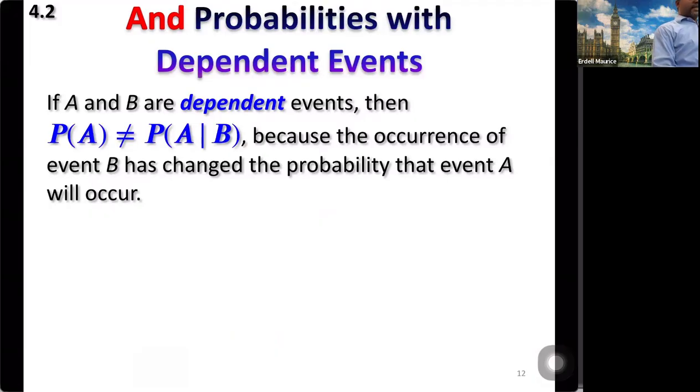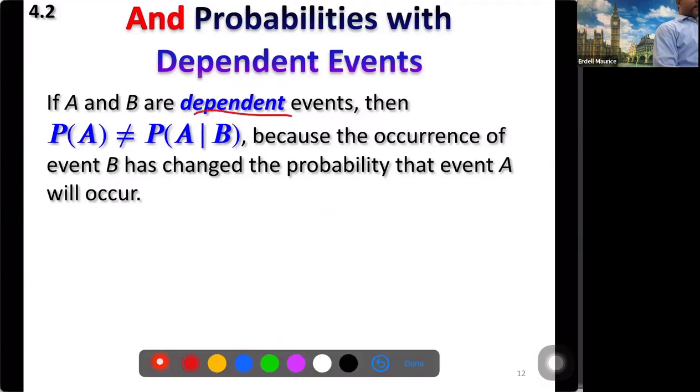If A and B are dependent, then the probability of A is not going to be the probability of A given B. If A and B are dependent, by definition, if B occurs, the probability of A will change. Two events are dependent, they're linked together. One occurs, the other probability will change.